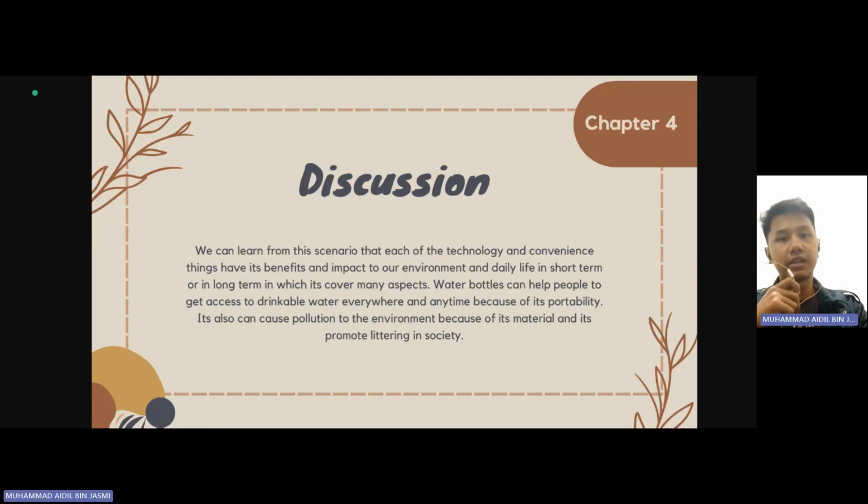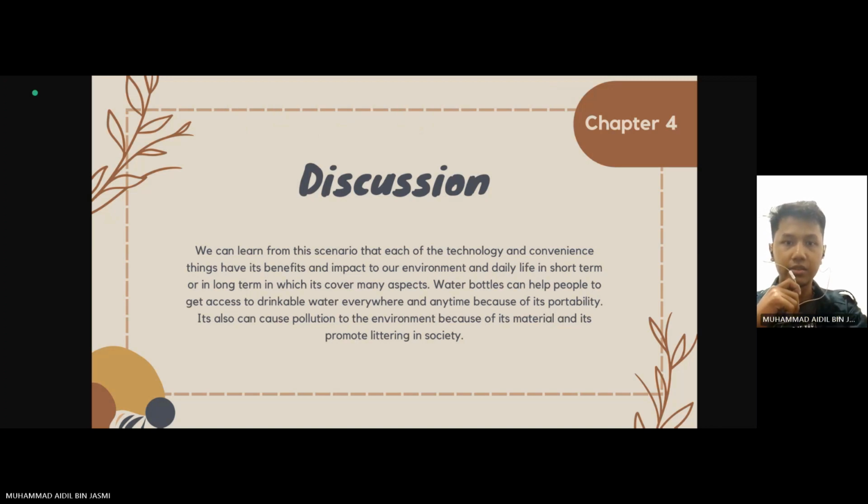So in the discussion, we can learn from this scenario that each technology and convenient thing has its benefit and impact on our environment and daily life in the short term or in the long term, which covers many aspects. So water bottles can help people get access to drinkable water everywhere and anytime because of their portability. It also can cause pollution to the environment because of the material and it promotes littering in society.